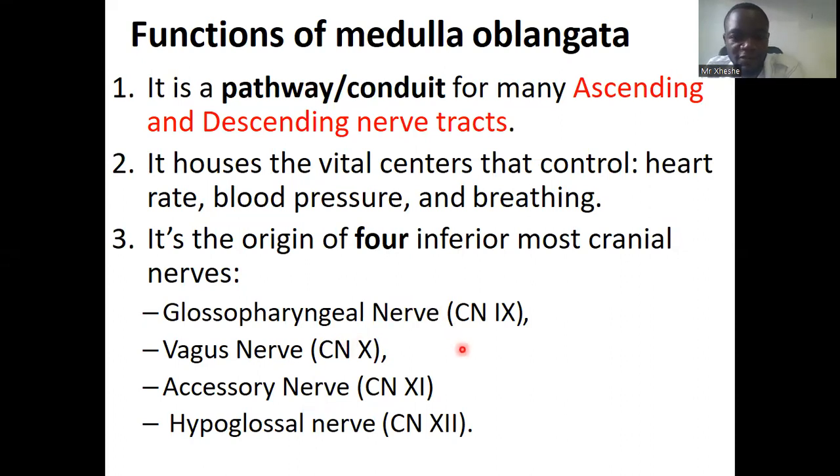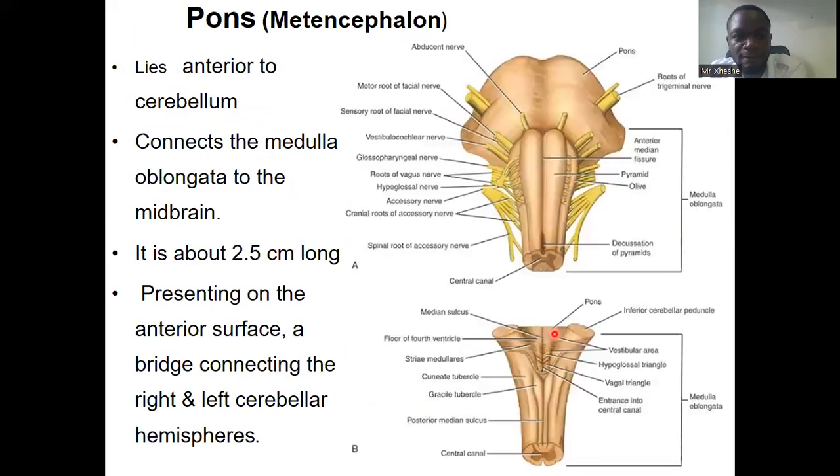Aside from that, it serves as the origin for the last 4 cranial nerves: cranial nerve number 9, 10, 11, and 12. Glossopharyngeal, vagus, accessory, and hypoglossal nerve. All these nerves, their origin is the medulla oblongata. Let's look at the pons, or what we can say is the metencephalon, this structure here.